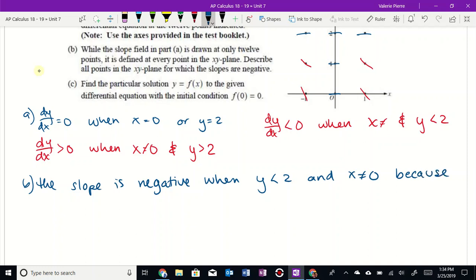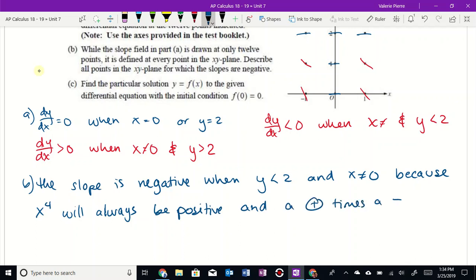because x to the fourth will always be positive. And a positive times a negative is always negative.